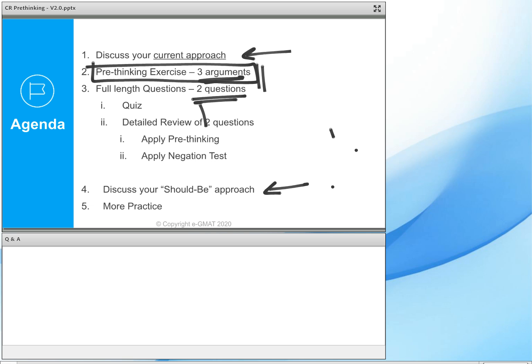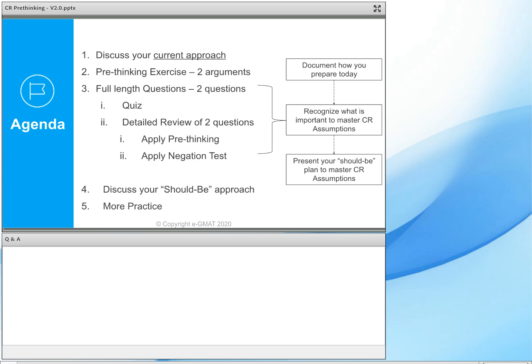And then we're going to go over here, because life doesn't end here. We want to then talk about what should you do next. How can you master pre-thinking from this point on? We'll talk about your should-be approach. We'll give you more places where you can practice, and after this, you guys can do that and be skilled pre-thinkers. So at a very high level, we're going to document how you prepare today. We're going to recognize what's important to master assumptions, and then going to give you a path forward.